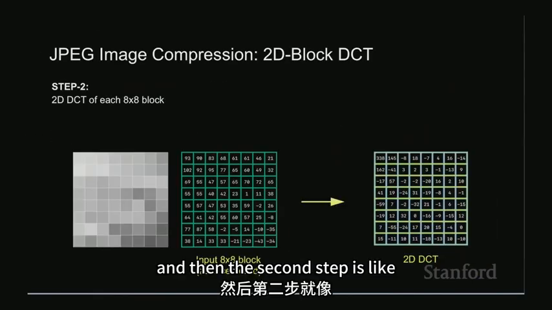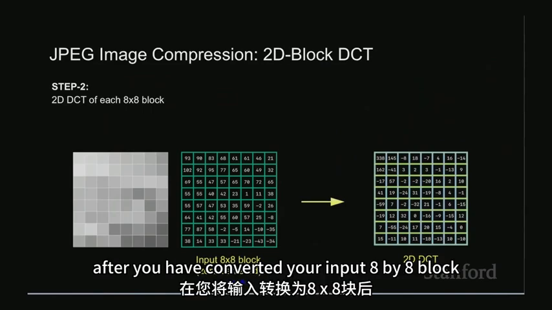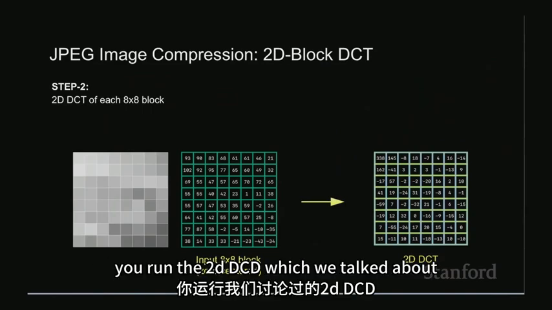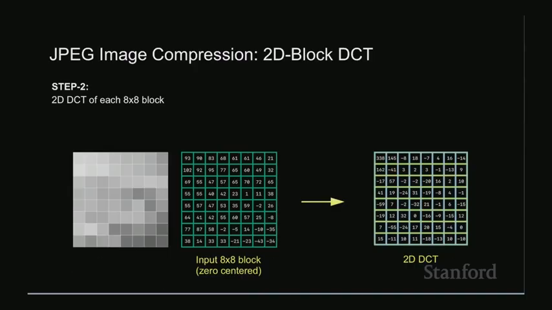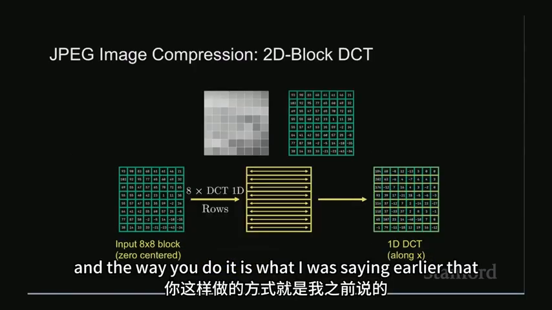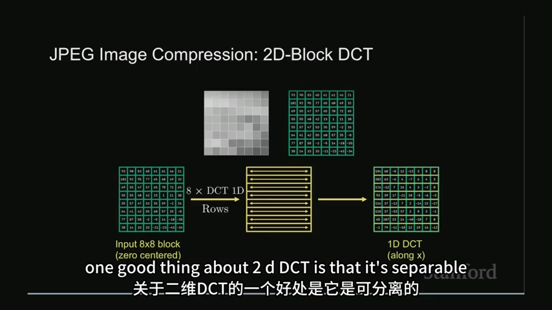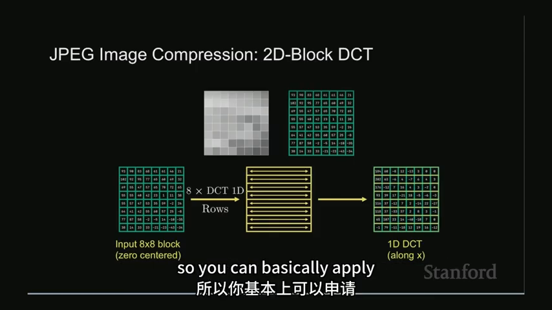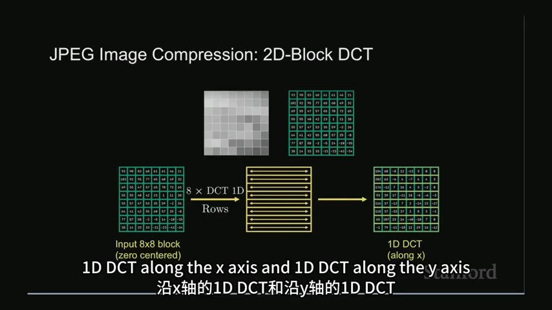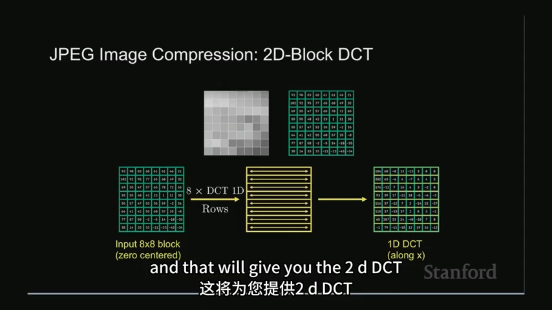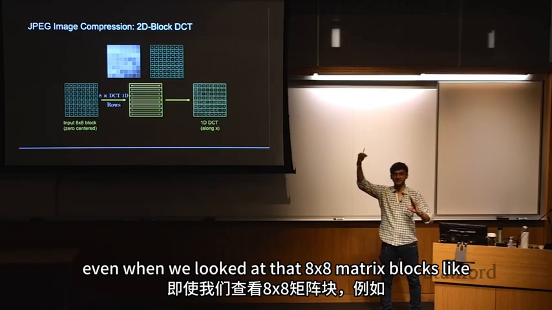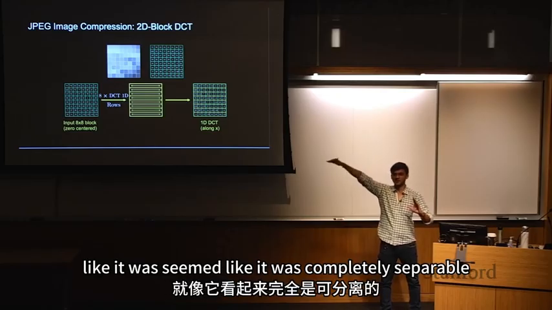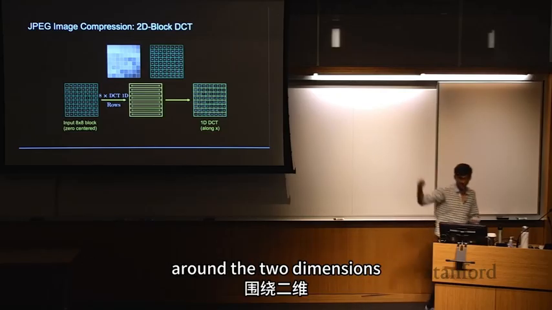And then the second step is, after you have converted your input 8x8 block and zero centered it, you run the 2D DCT, which we talked about. And that will again give you an 8x8 transformed block, right? And the way you do it is what I was saying earlier, that one good thing about 2D DCT is that it's separable. So you can basically apply 1D DCT along the x-axis and 1D DCT along the y-axis, and that will give you the 2D DCT. And we saw that even when we looked at those 8x8 matrix blocks, it seemed like it was completely separable around the 2 dimensions.